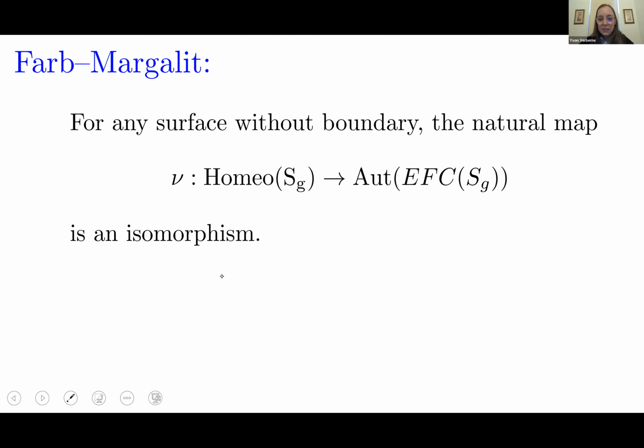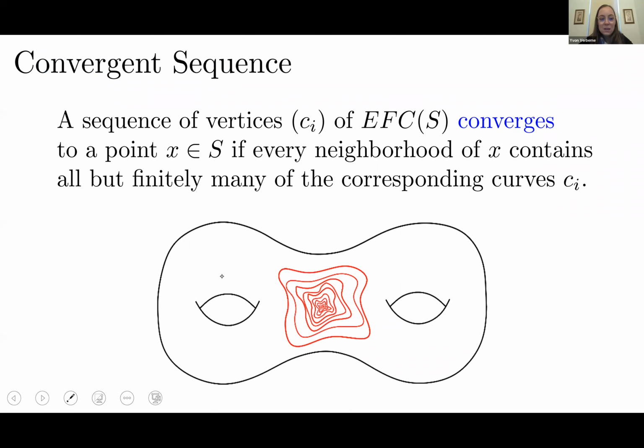In work by Farb-Margalit, they were able to show that for any surface without boundary, the natural map from the group of homeomorphisms of a surface to the automorphisms of the extended fine curve graph is an isomorphism. And the main tool that they use to prove this theorem is the idea of convergent sequences on a surface. Farb-Margalit defined a convergent sequence to be a sequence of vertices of the extended fine curve graph, which converges to a point on the surface if every neighborhood of that point will contain all but finitely many of the curves in the sequence.